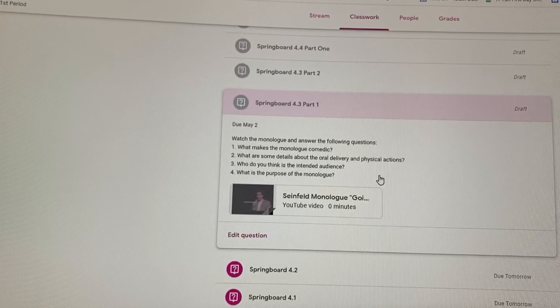And then what do you think the purpose of the monologue is? Like, is it meant to entertain people? Is it meant to inform them about something in the news? Is it made to persuade them? So just basic things like that.